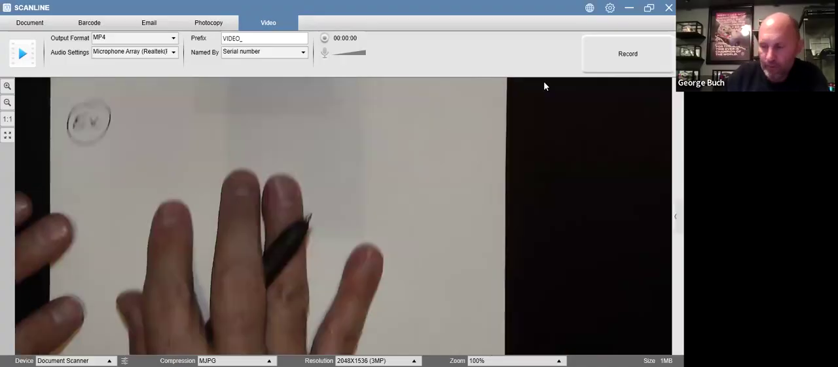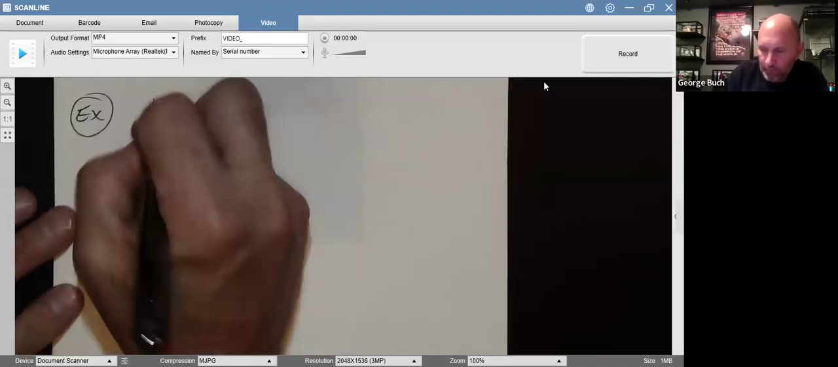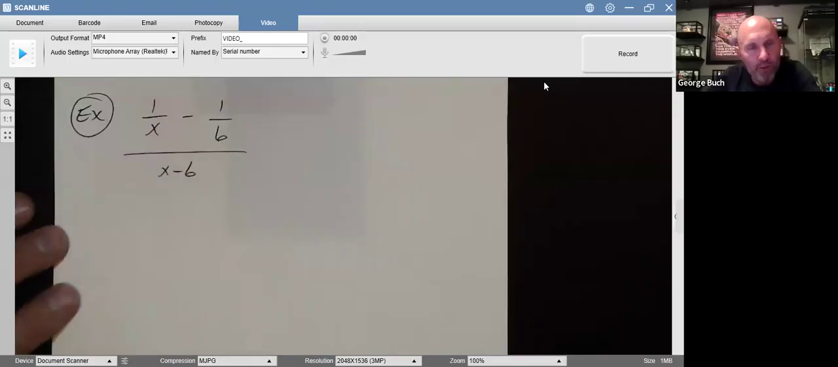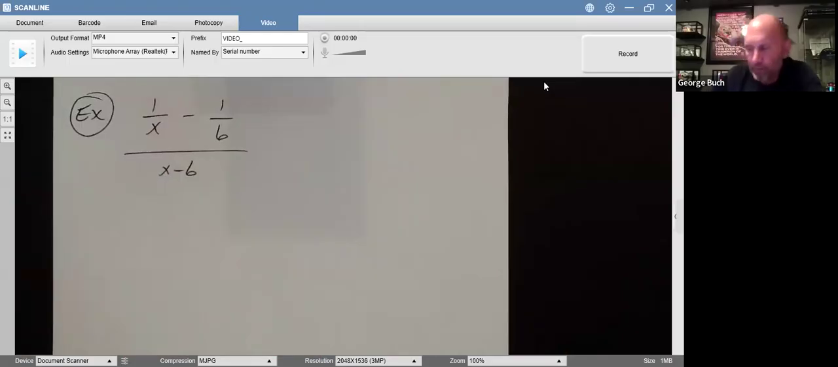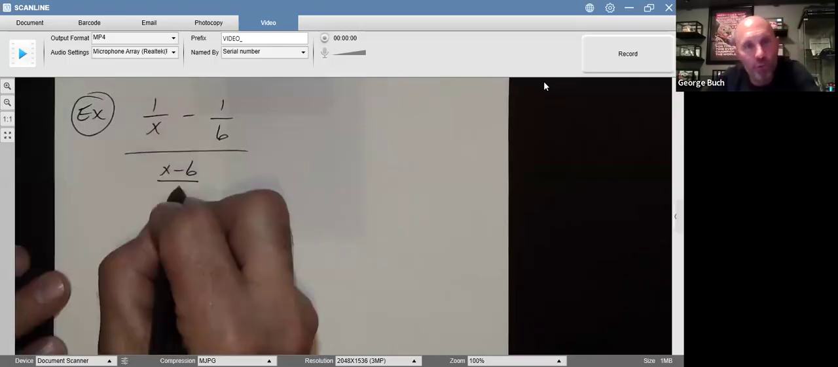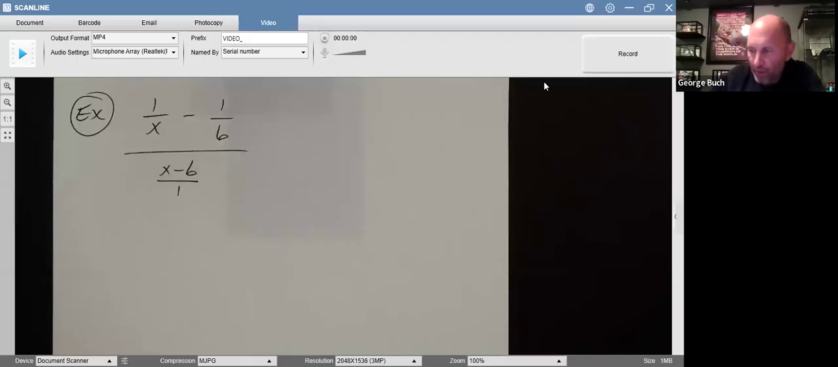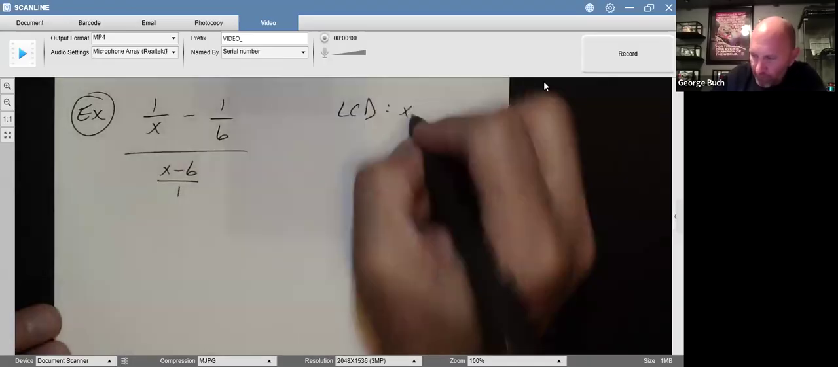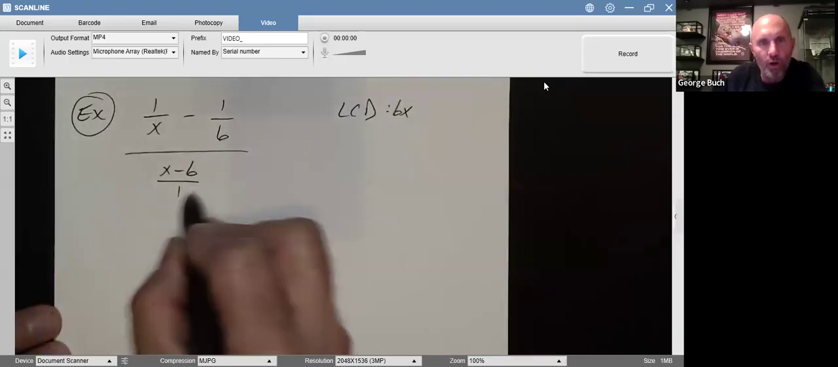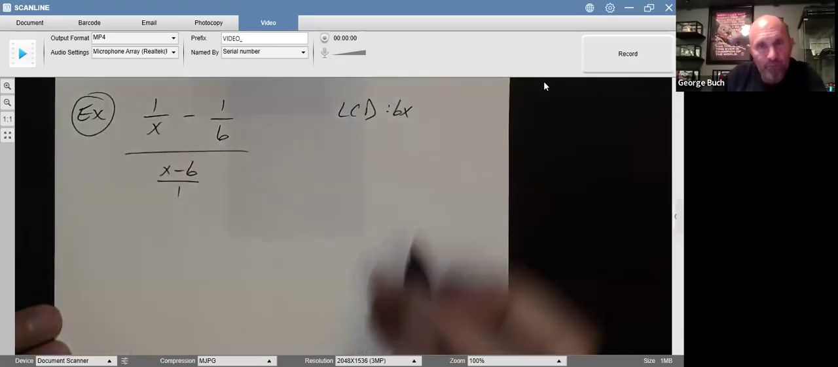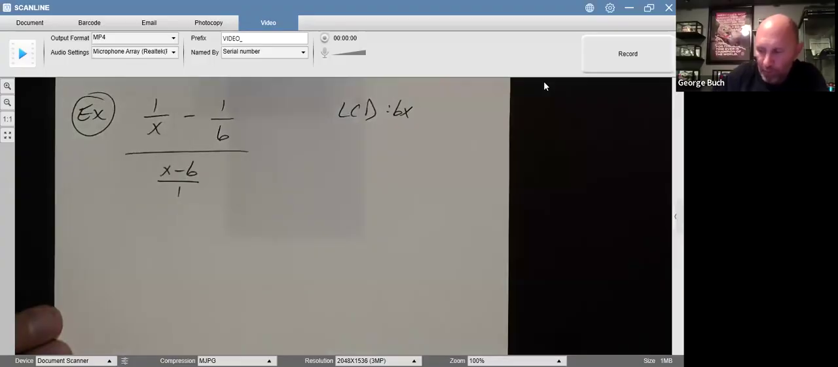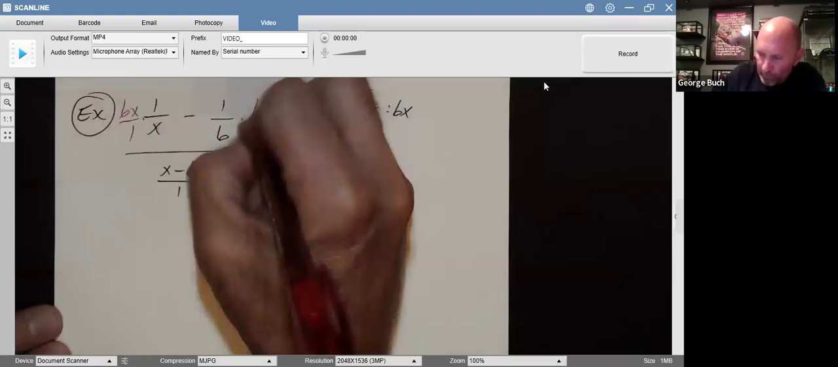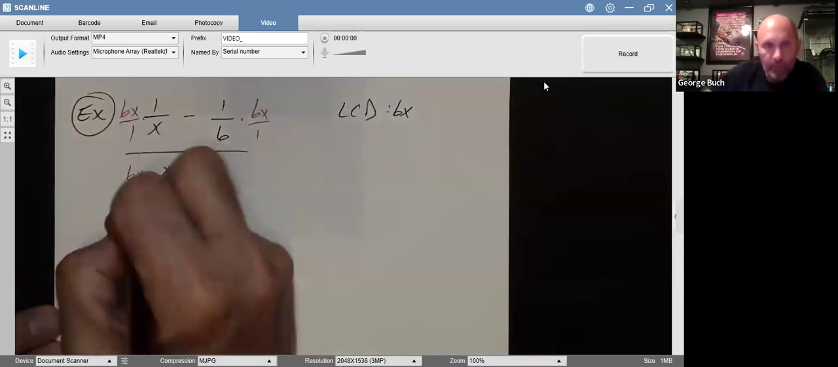And then lastly, what if I have 1 over x minus 1 over 6 all over x minus 6? So think of this as x minus 6 over 1. So my LCD is what? I have an x, I have a 6, and then just the 1. So my LCD is 6 times x. So I am multiplying everything times 6x over 1.